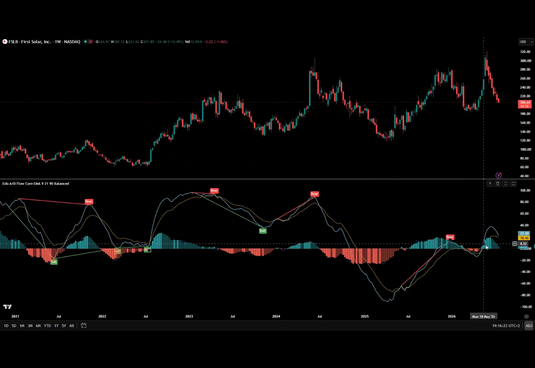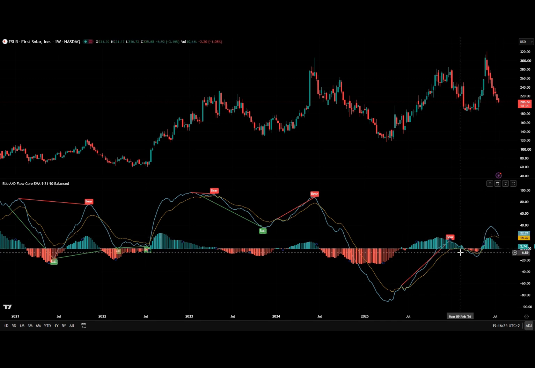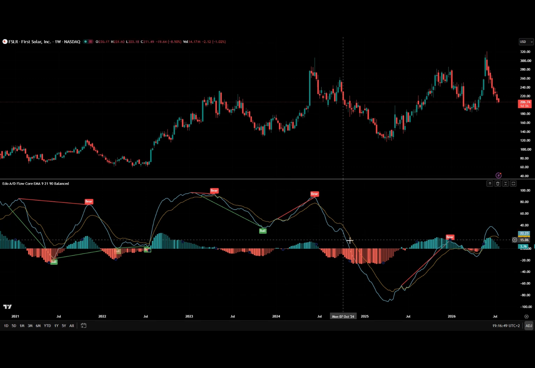When the two lines cross, the histogram crosses zero at the same candle. A cross-up says the recent flow has become stronger than the longer-term flow. A cross-down says the opposite, whatever buying there was, it is no longer keeping up. On First Solar Weekly you can see the flow crossing back and forth several times while price built a wide range. That is normal. Flow crosses are context, not entries, and on their own they will whipsaw you in a sideways market.